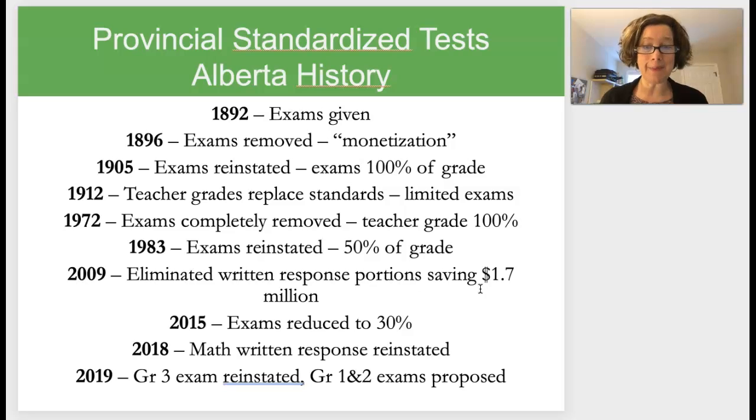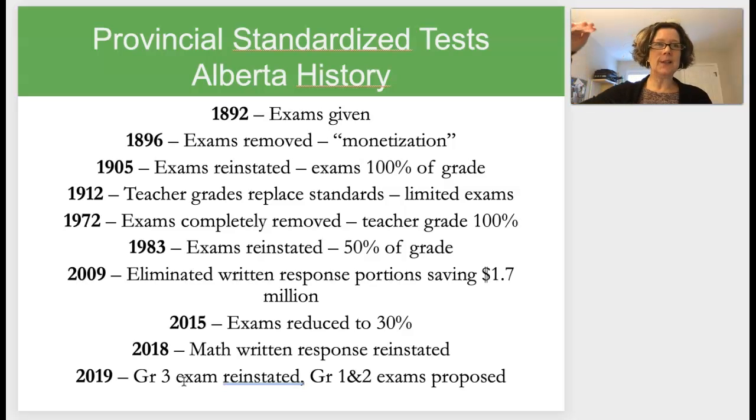These tests are expensive. And then in 2015, so from 1983 to 2015, government exams were 50% of grade 12 grades in all of the key subjects like social science, biology, chemistry, English. Then it was reduced to 30%. Then in 2018, math written responses were reinstated. And now 2019, because of COVID, everything is kind of on hold, but in 2019 grade 3 exams were reinstated and grade 1 and 2 exams were proposed.